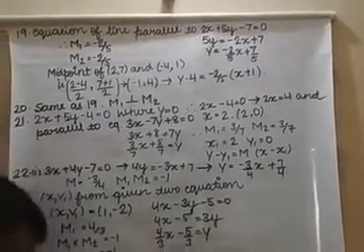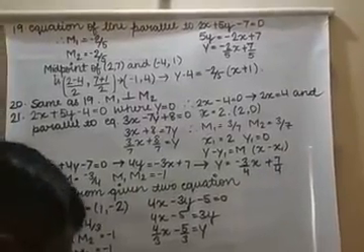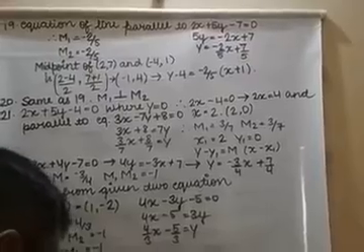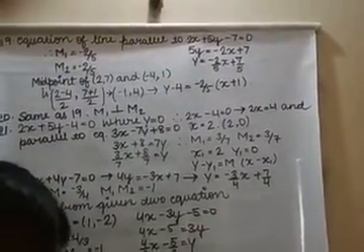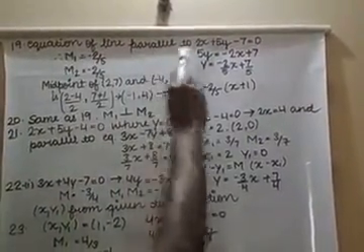Today we are going to start with question number 19: the equation of the line that is parallel to 2x plus 5y minus 7 is equal to 0 and passes through the midpoint of the line segment joining (2, 7) and (-4, 1). So we need the equation of a line parallel to this equation.